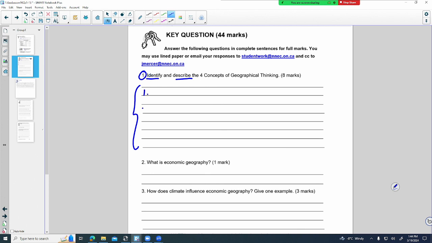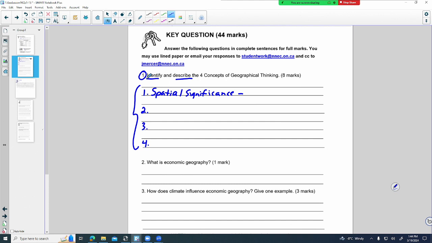So we talked about the 4 concepts. So I simply just wrote 1 to 4. So the first one is spatial significance. So now I identified the first concept of geographical thinking. Then I want you to just write a brief description of what the spatial significance means, and you do that for 2, 3, and 4.